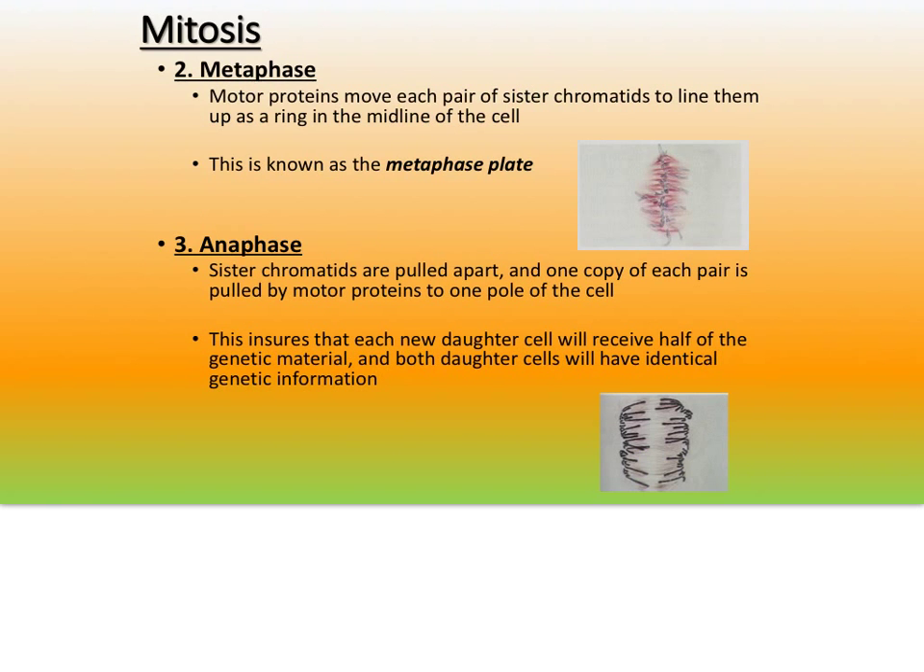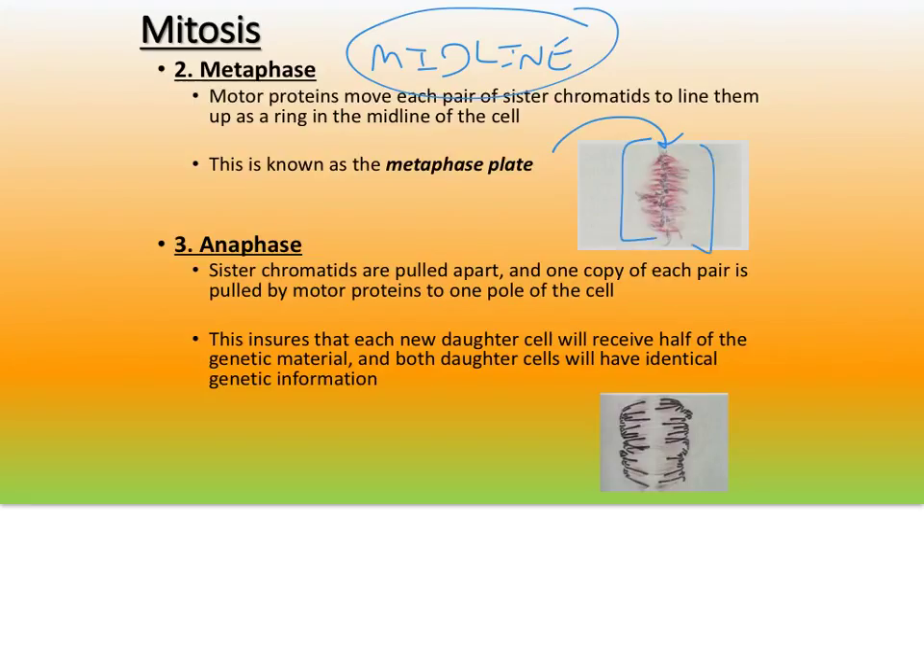Metaphase comes next. When you hear metaphase, think midline. This is when the sister chromatids, the little chromosome pairs, move and line up down the middle of the cell. And when we see this, we call it the metaphase plate, when the chromosomes line up along the midline. Next step, anaphase. Remember, apart. Metaphase, midline; anaphase, apart.